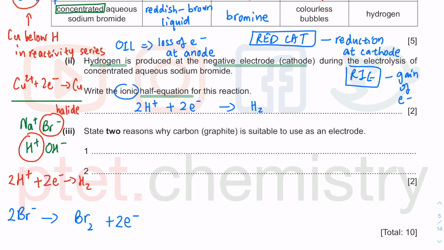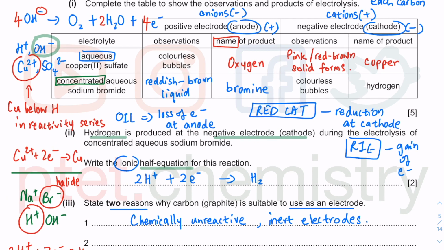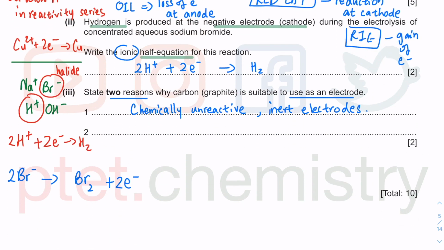Now state 2 reasons why graphite is suitable to use as an electrode. Number 1 is that it is chemically unreactive, and it is an inert electrode. Of course, when we produce oxygen at the anode, such as for aqueous copper sulfate, also in the electrolysis of Al2O3, when we use this cheap graphite electrode which can conduct electricity, we need to replace the anode consistently, because the carbon, despite having not much reaction, does combust with oxygen to give you carbon dioxide, and your carbon electrode will get smaller in size.